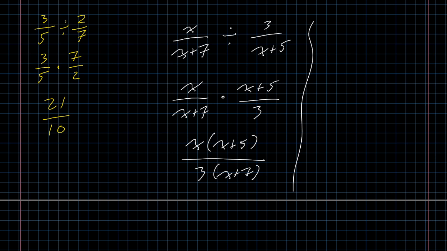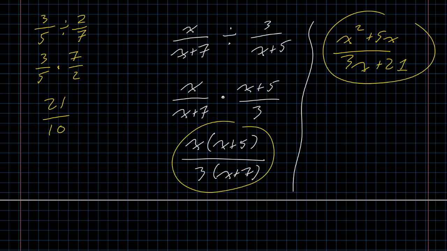And once again, you can leave your result here, but most students tend to find it much nicer to multiply this out. X squared plus 5x over 3x plus 21. Right. For my purposes, I will take either of those possible solutions. Again, depending on context, depending on where you're going from here, one or the other might be more appropriate.